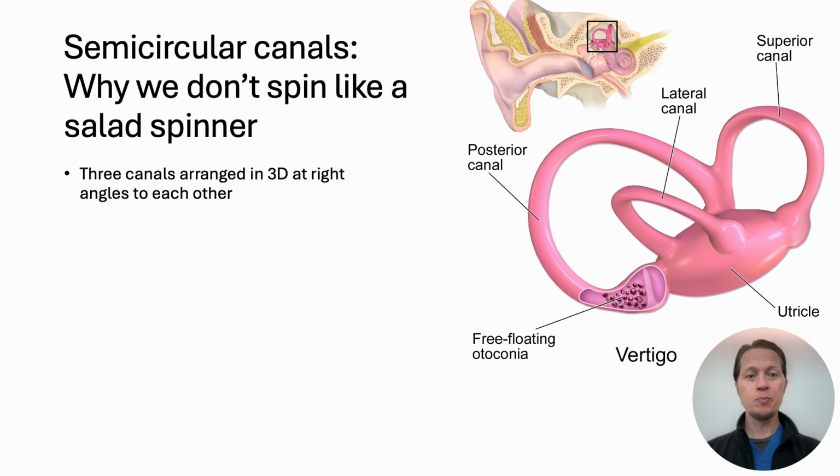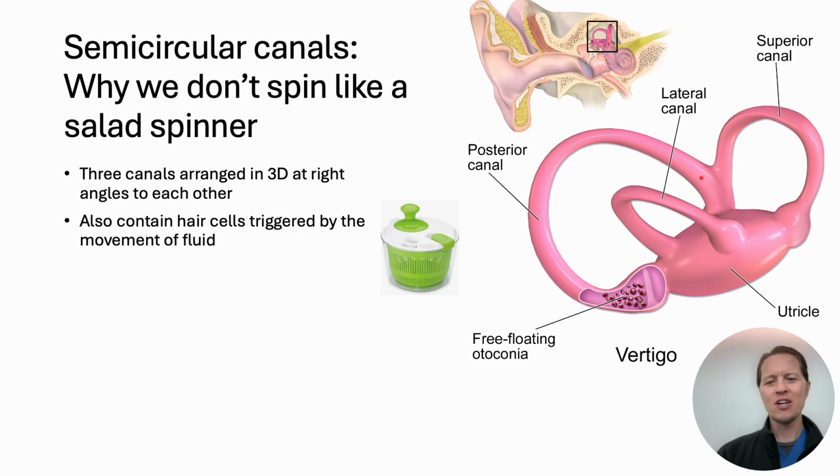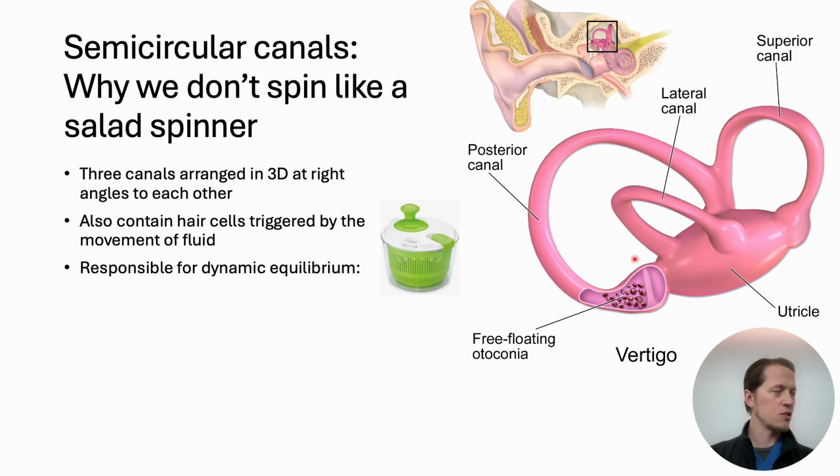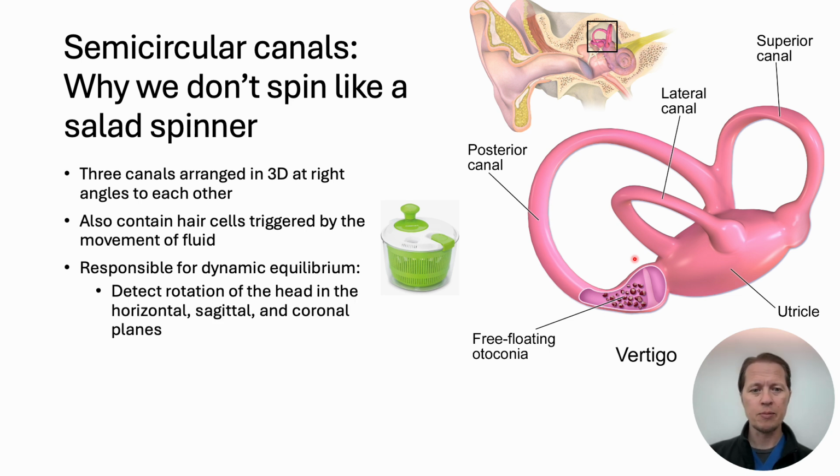Okay, let's move on to the next piece of anatomy in the ear. Tucked high above the cochlea in the middle ear are our semicircular canals, and we have these in place so that when we spin and stop, we don't continue to feel like we're spinning like a salad spinner. These are, well, exactly as they say, semicircular canals arranged at right angles, 90 degrees, basically, in 3D to each other, and also have little hair cells that are triggered by movement of fluid. This is what gives you dynamic equilibrium as opposed to static, which we're going to talk about next.